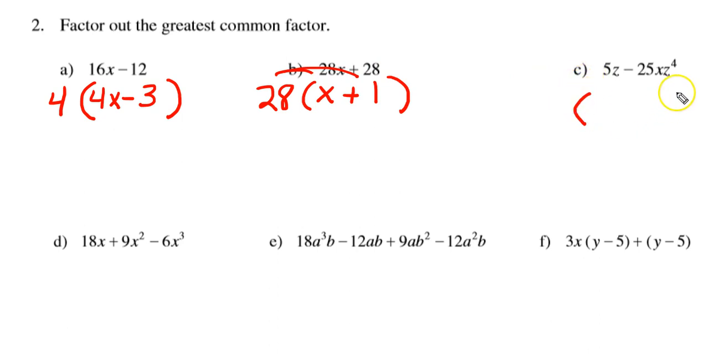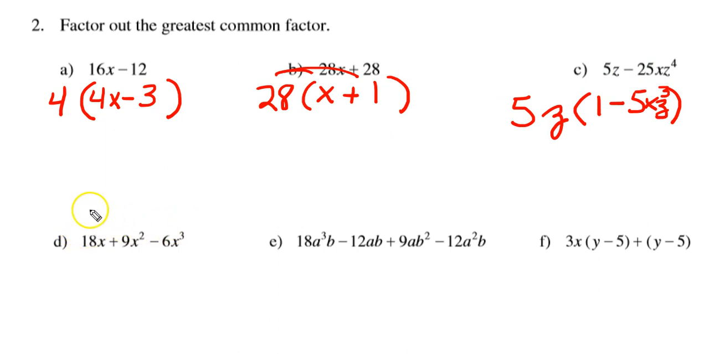Okay, parenthesis. For the number part, we can take a 5 out of each one. And there's a z here, and z's there. So we can take a single z out. So we put a 1 there, minus 5, x, z to the third. And again, if we multiply, we get what we had up here.